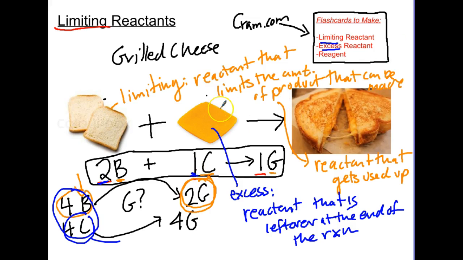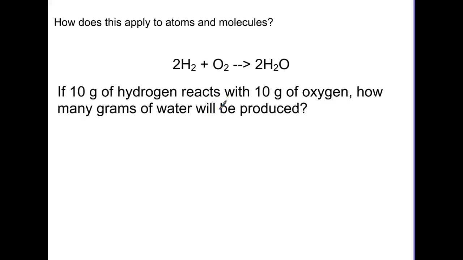So let's apply that to chemistry now. How does this apply to atoms and molecules? So now we're dealing with an actual reaction where we take 2 moles of hydrogen to react with 1 mole of oxygen to make 2 moles of water. So how do we apply this knowledge of a limiting reactant? Well, let's say we have a question that asks this. If 10 grams of hydrogen reacts with 10 grams of oxygen, how many grams of water will be produced?